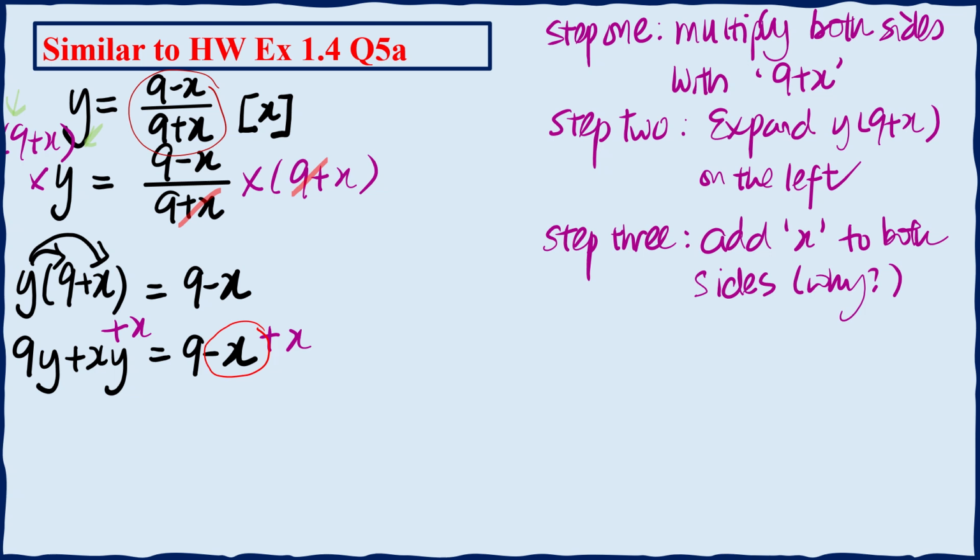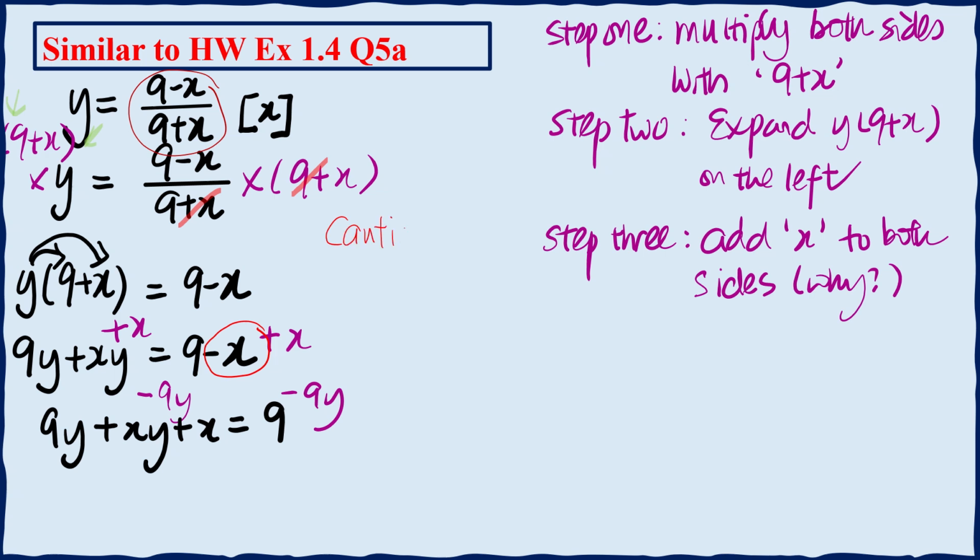So we end up with 9y plus xy plus x equals 9. Now I need to caution you again that xy and x are two different families. xy is basically x times y, and x is x times 1. They do not belong to the same family. So please don't go and add them and get 2xy. This is wrong. Your teacher will get very, very mad with you. You can't do that.